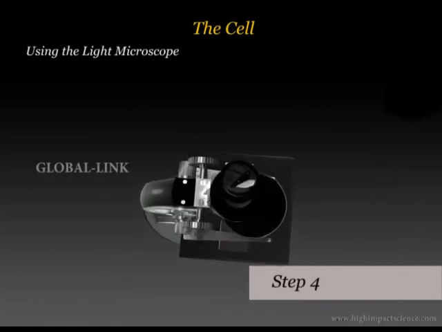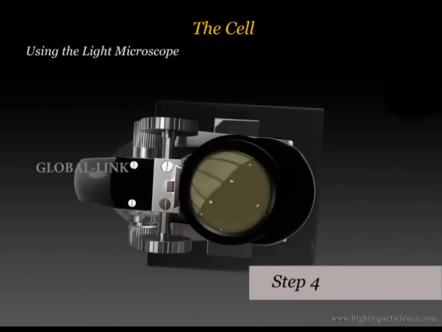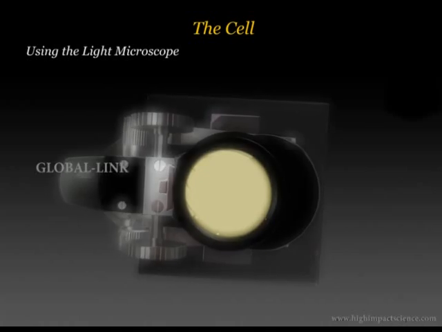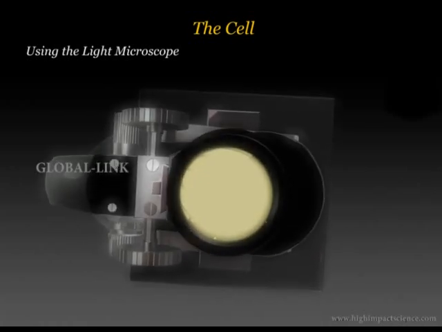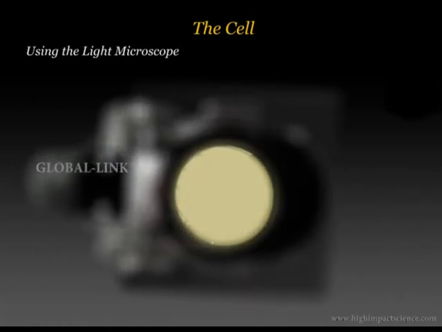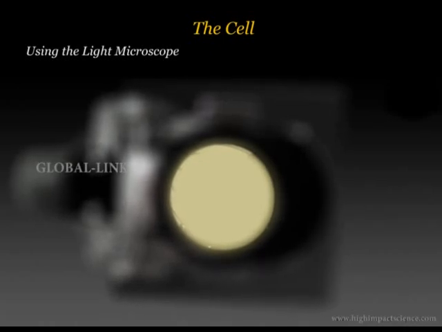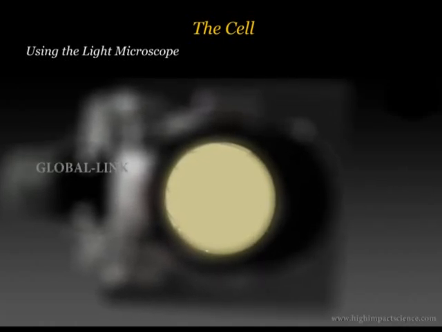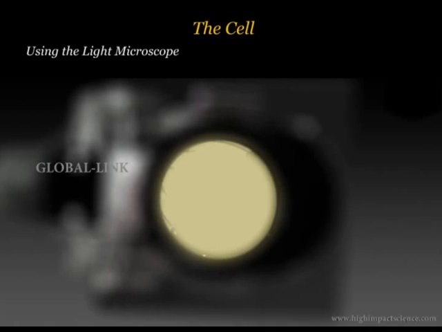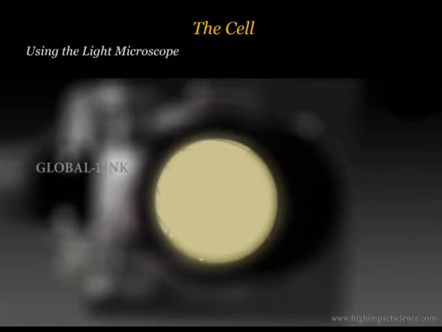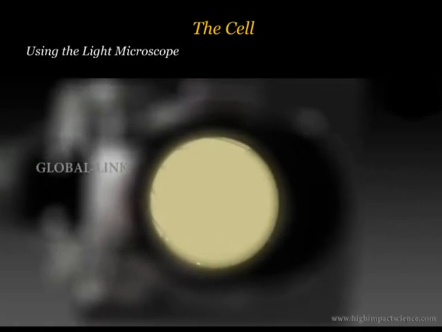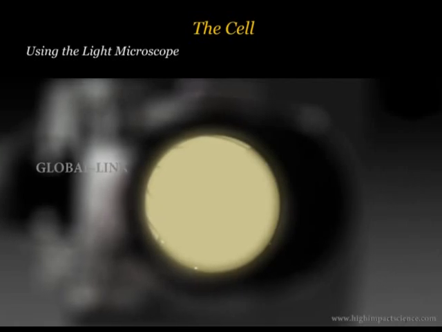Look through the eyepiece. You should see a circle of light against a black background. Adjust the mirror to make the circle as bright and even as possible. If you can't see any light, your objective is probably not in line with the ocular tubes. Adjust the revolving nosepiece until you hear it click in place.